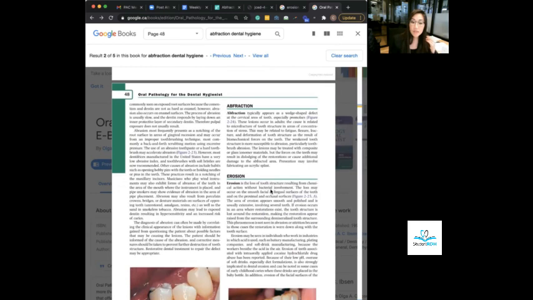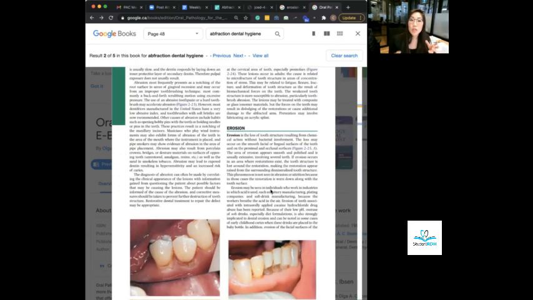Now, let's finally talk about erosion. Erosion happens because of acid. Acid from what? Soda, acid from food. What about acid from acid reflux? That happens too. What about acid from conditions such as bulimia, vomiting? Very acidic, right? So all those things are destroying the structure of your teeth.